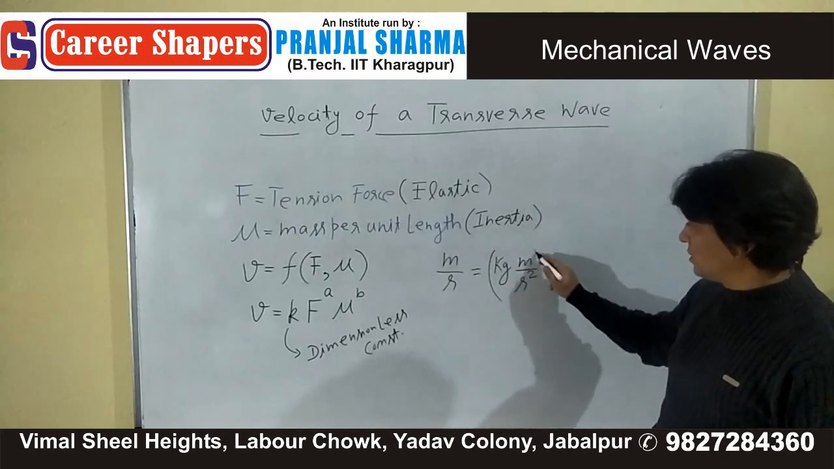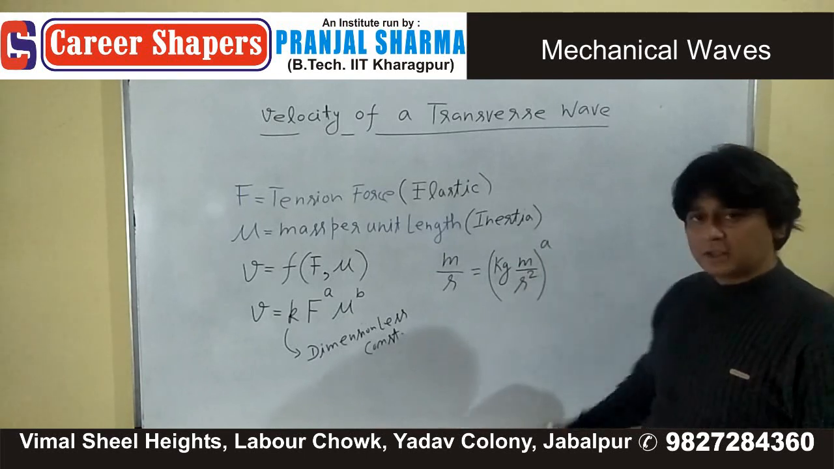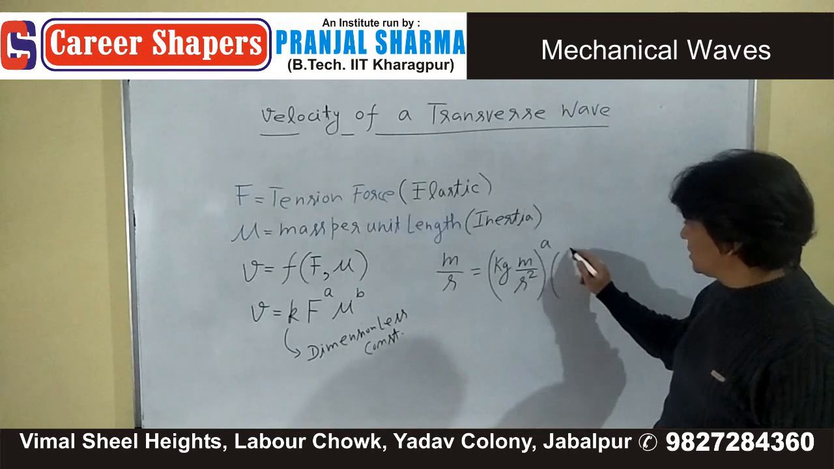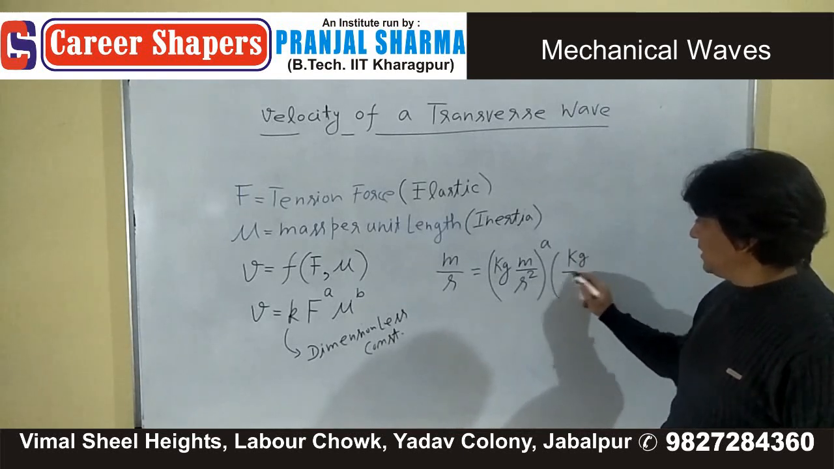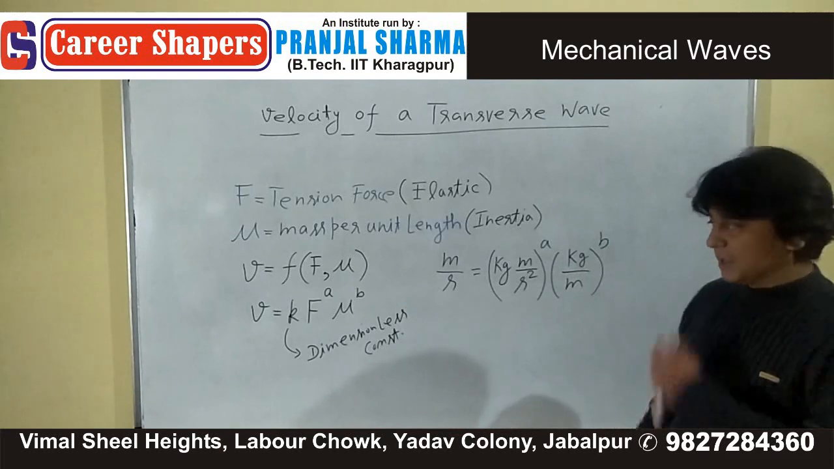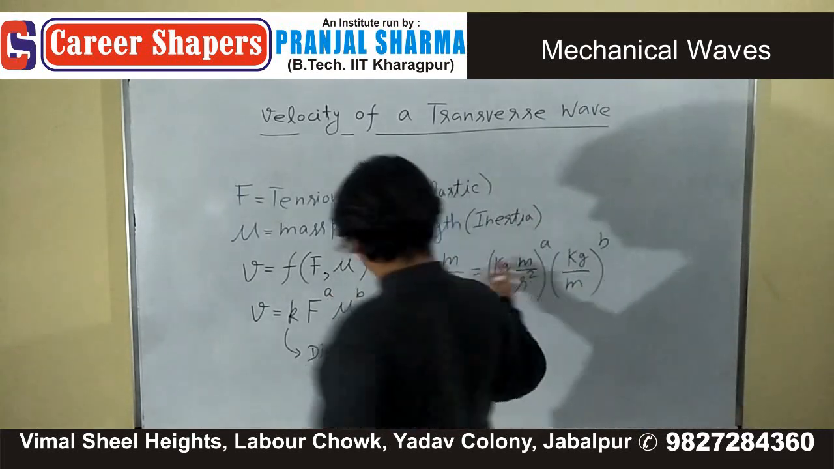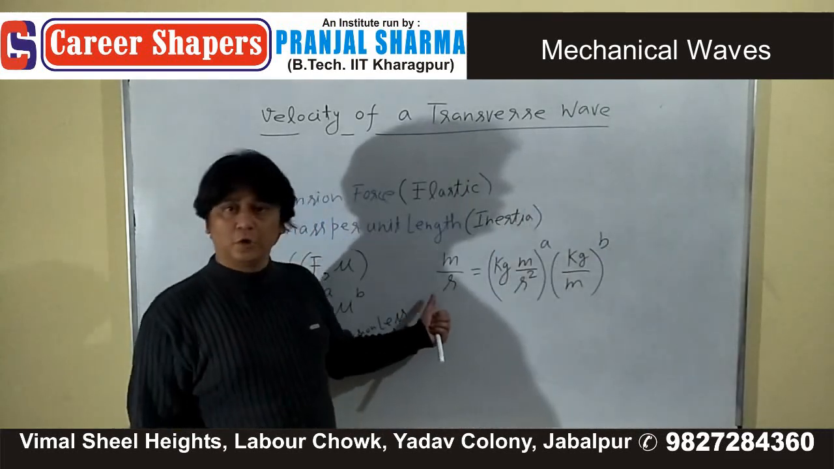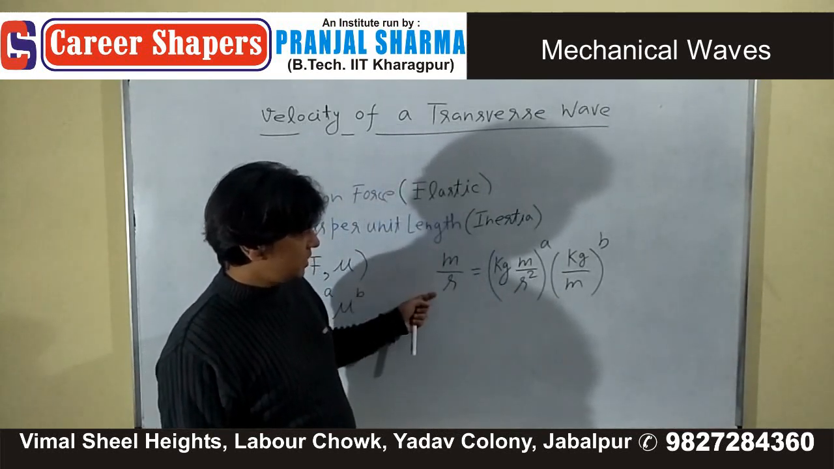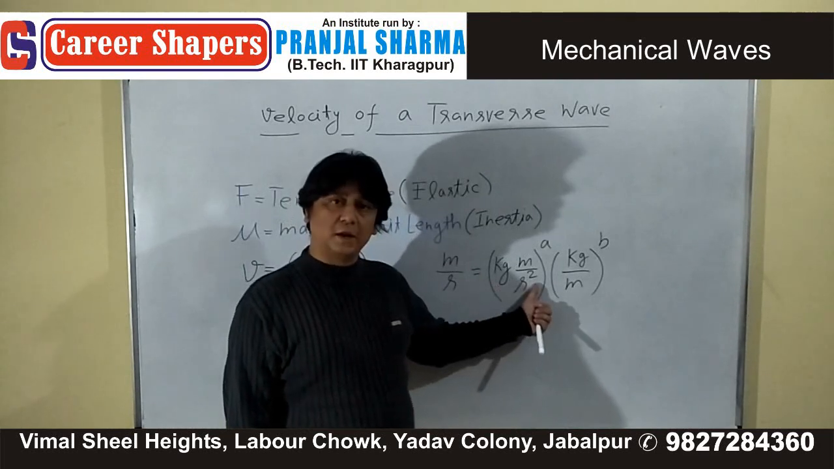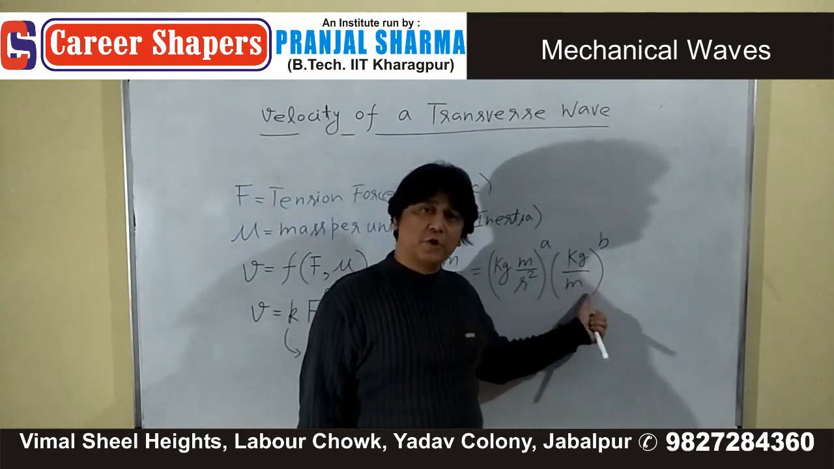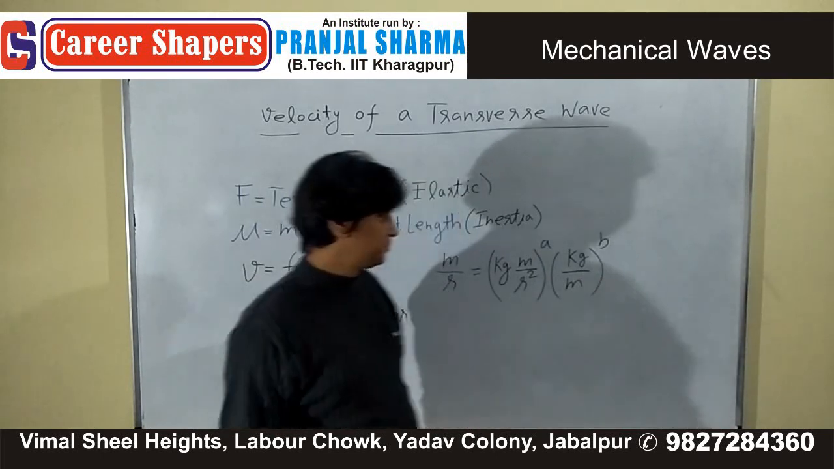This whole thing to the power A. What is mu? Mass per unit length. What is that? Kg divided by meter, to the power B. That's how you will write the whole thing using the dimensional approach. Velocity, M into A, force, mass per unit length, mu.